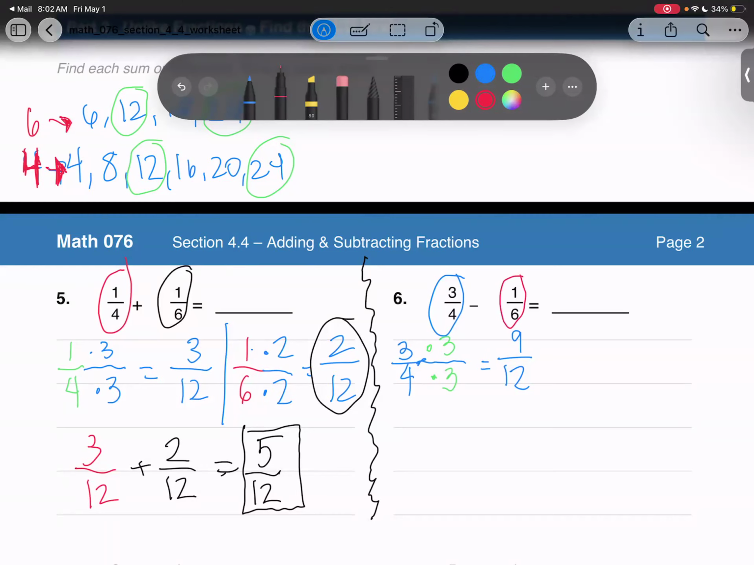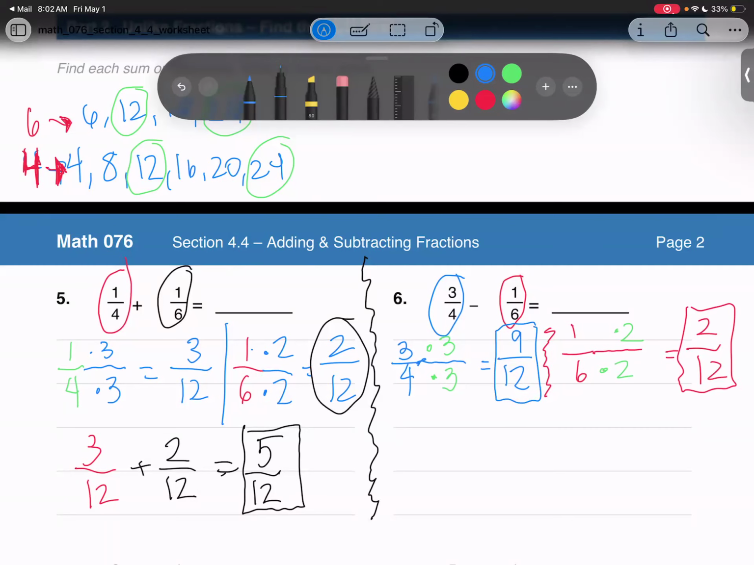And then 1/6. What do I need to multiply 1/6 by to get 12s? I need to multiply both the numerator and denominator by 2. And I get 6 times 2 is 12. That's good. That's what I was aiming for. And 1 times 2 is 2. So I got 2 12s and 9 12s.